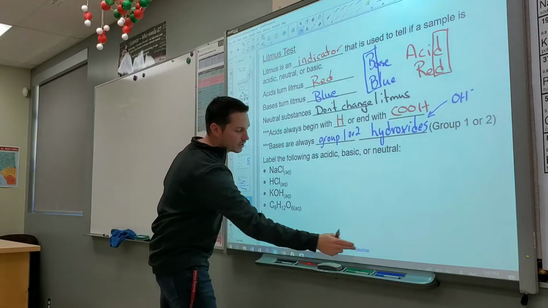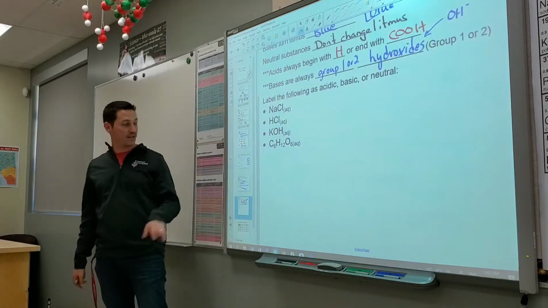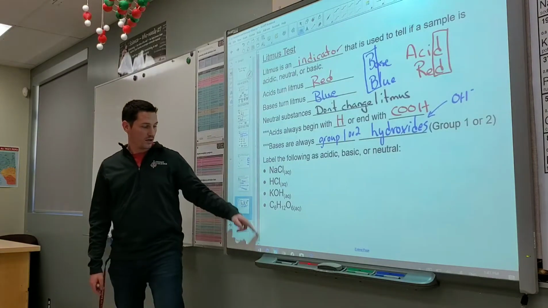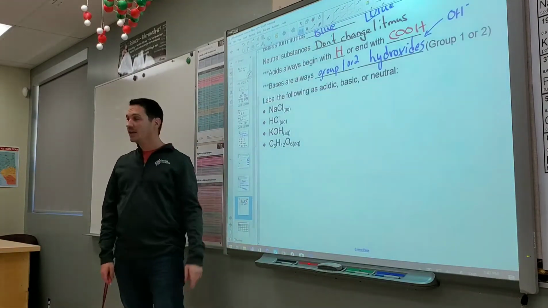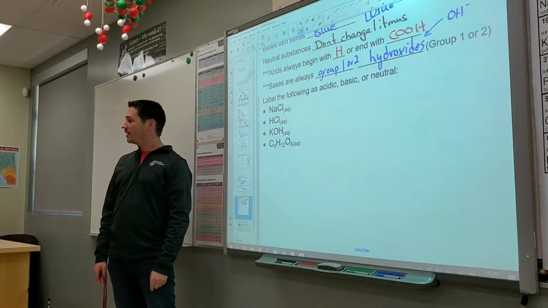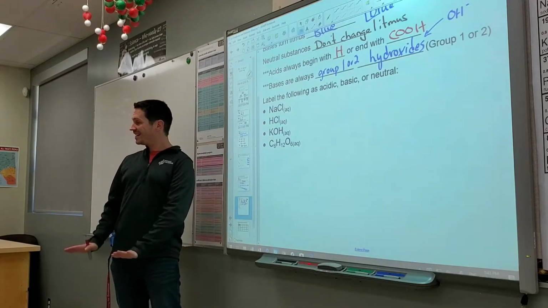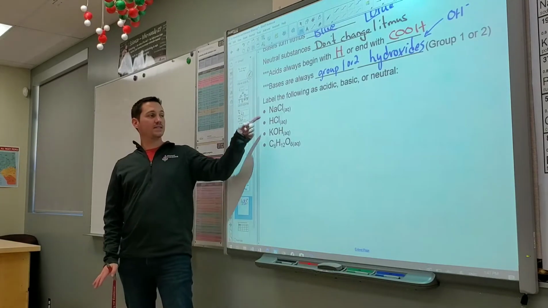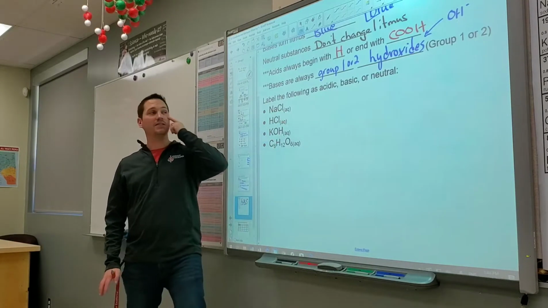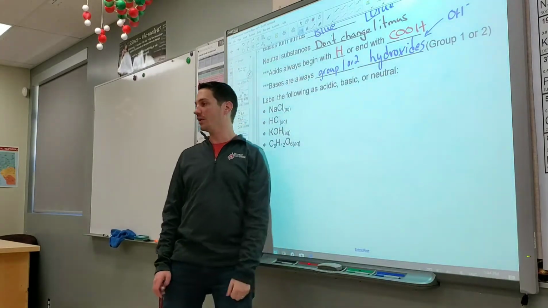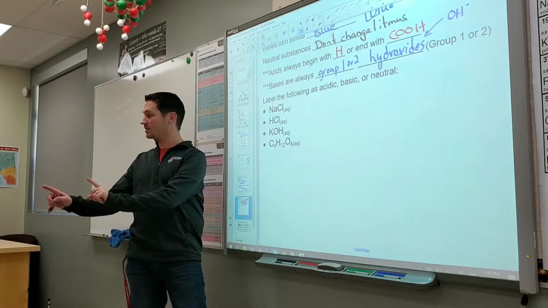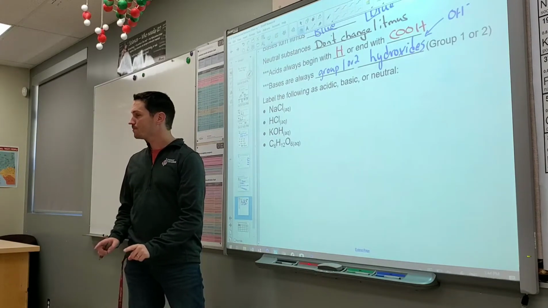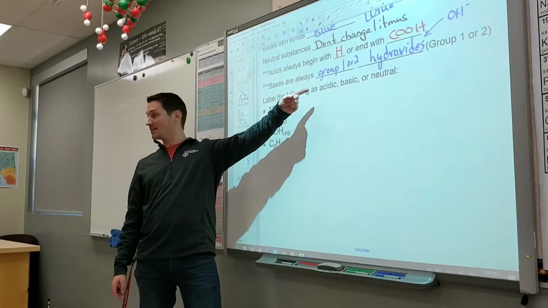So let's look through here. Let's label these three things. They're the same 3 that we did on the last slide. They're the exact same things. Is NaCl neutral, acidic, or basic? Is it acidic? Does it begin with an H or end with COOH? No, so it's not an acid. Is it basic? Isn't it neutral? Yes, neutral. Is it basic? It's not basic.